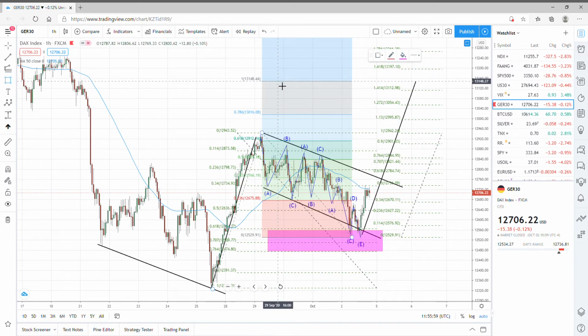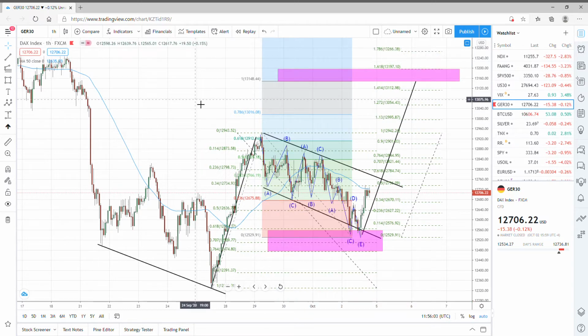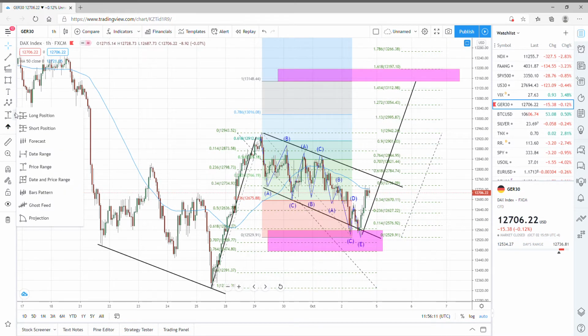I look at the 100 extension and the 1618. I say there's a probability that that's going to be the target area as long as this low holds. Okay, next thing to do, look at the price.